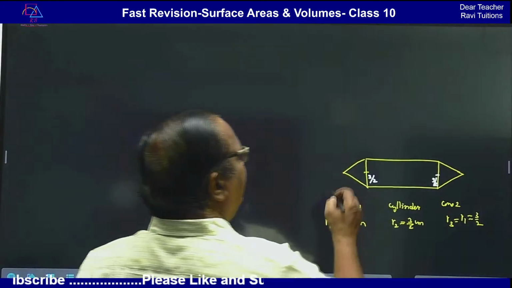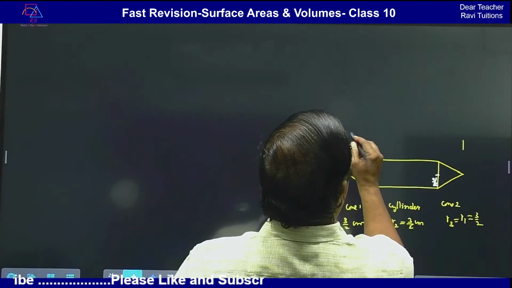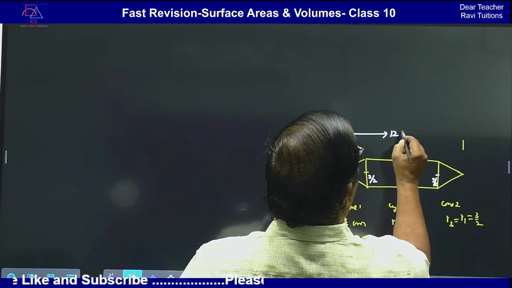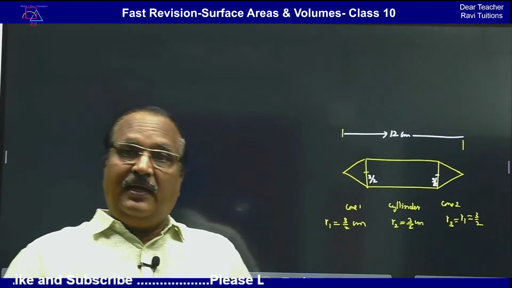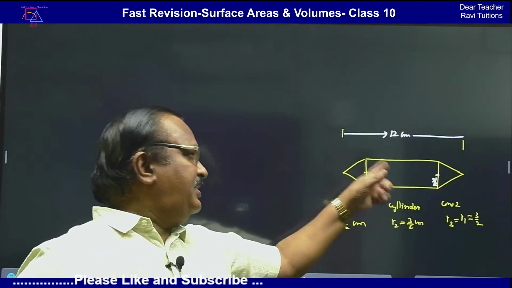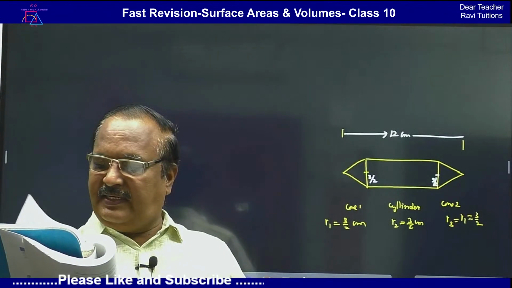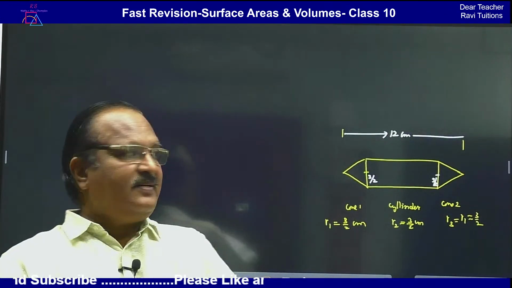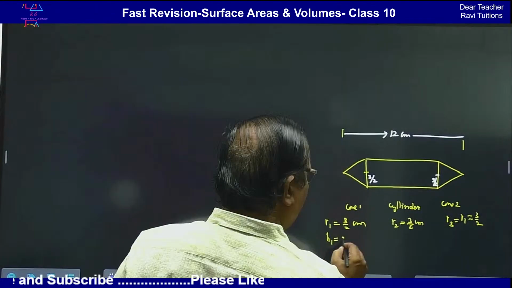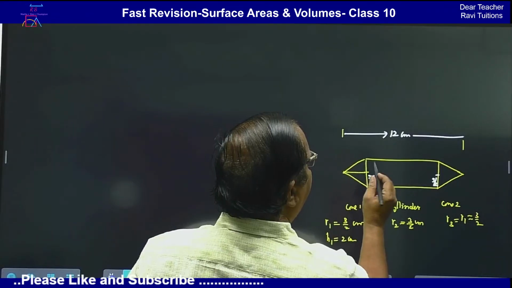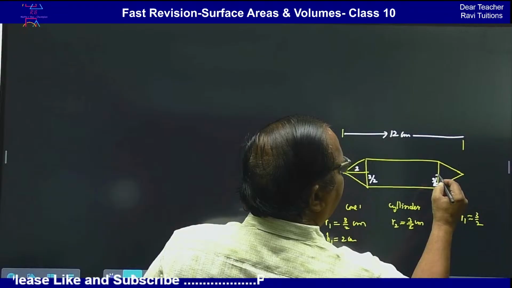This is the length of the solid, how much? 12 centimeters. The length of the solid, that means which includes the cones also, that is the total length, is 12. Each cone has a height of 2. So h1 is equal to 2 centimeters. That means this is the height, this is 2, and this is also height 2.